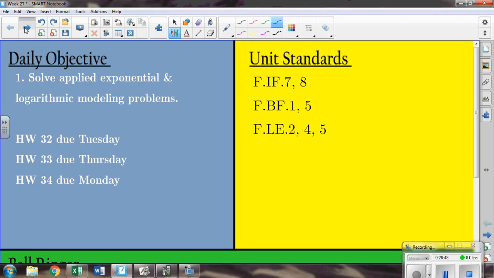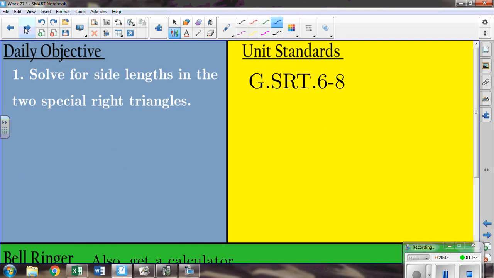Thus, we finish our video for today. We've seen that we can use the relationships of special right triangles to figure out side lengths.